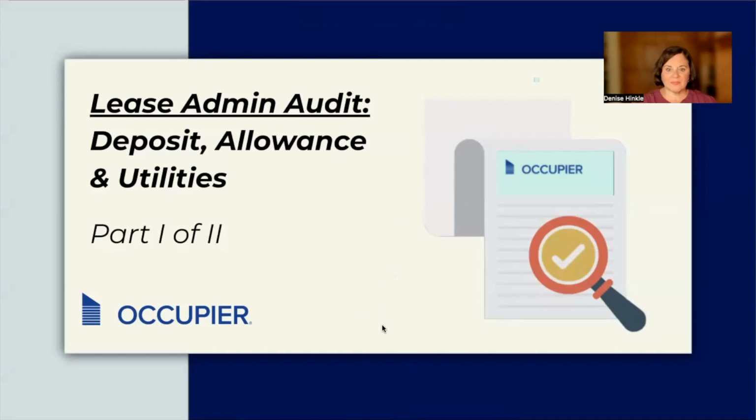Thanks for joining today for part one of our two-part webinar series about lease administration audits. Part one is going to be about deposits, security deposits, TI allowance, and utilities. I'll drop the registration link in for part two at the end of the call, and that is going to be about CAM, operating expenses, and taxes. So we'll cover all the bases in terms of why you want to audit a lease in these two hour-long webinars.